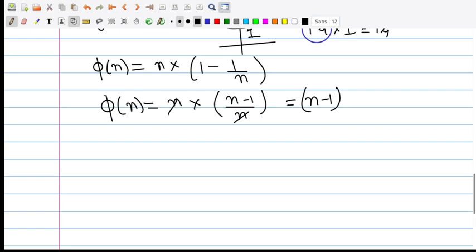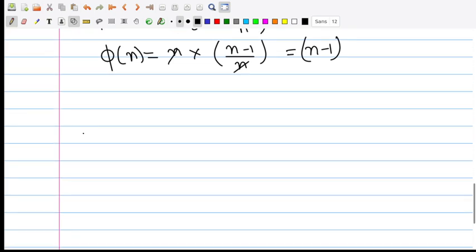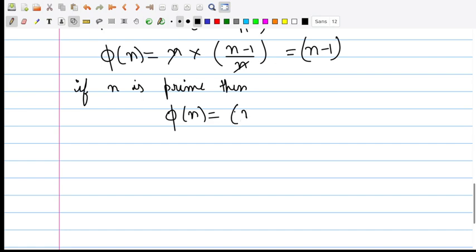So this is the thing which we will be using in RSA, and that is why I went ahead and explained all these things. This is something which we need to remember: if n is prime, then phi n is n minus 1. All right.